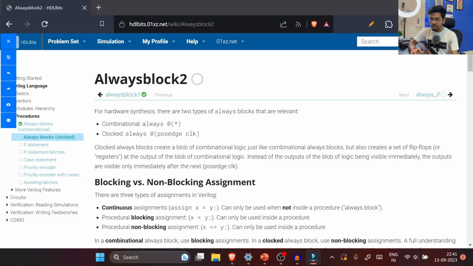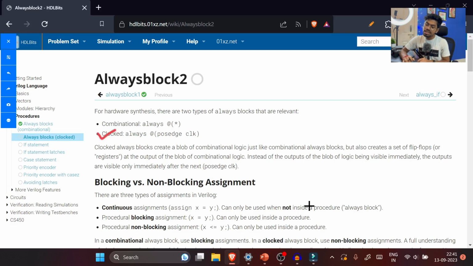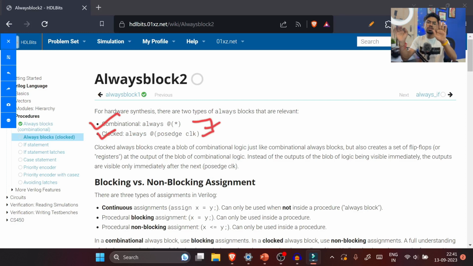Today we're going to discuss this one, a clocked always block. But before we discuss the difference between this always block and this always block, we need to know something about assignment in Verilog. So what does assignment mean? Assignment means this hand is equal to this hand. I am assigning the value of this hand to this hand. This is a simple, layman's example.